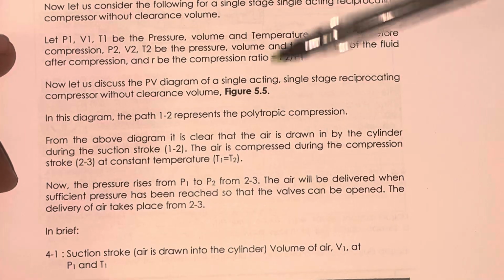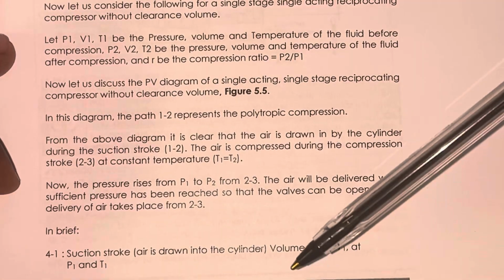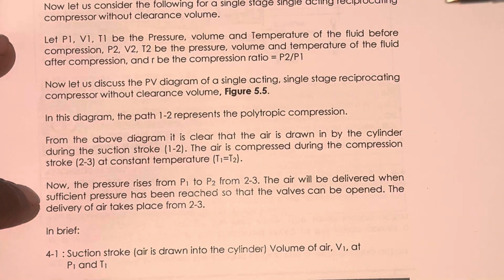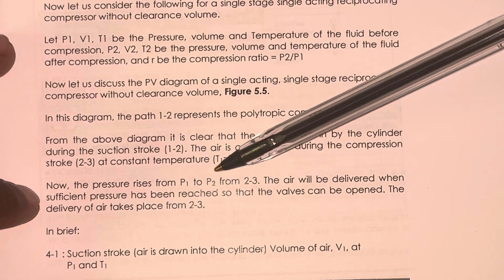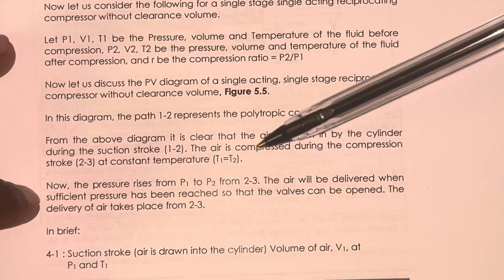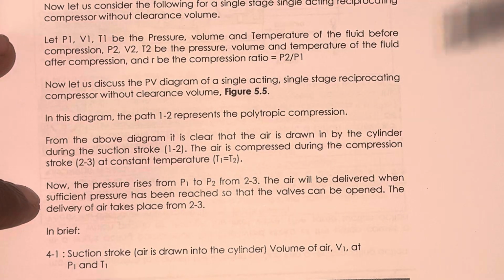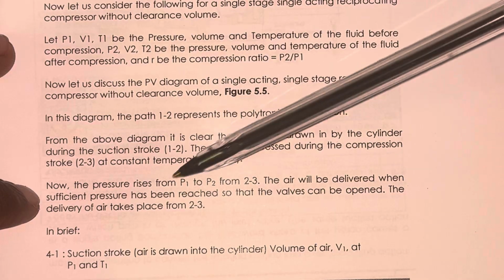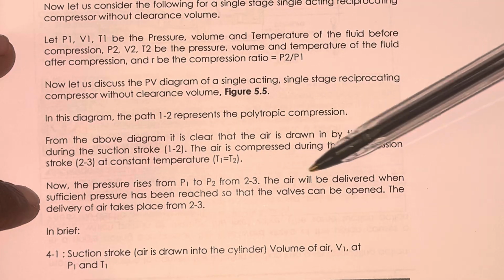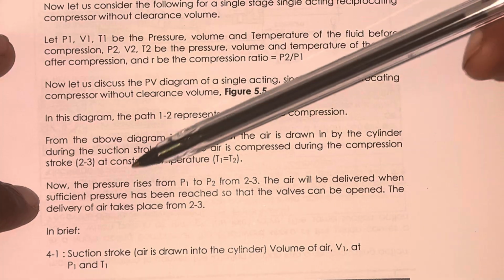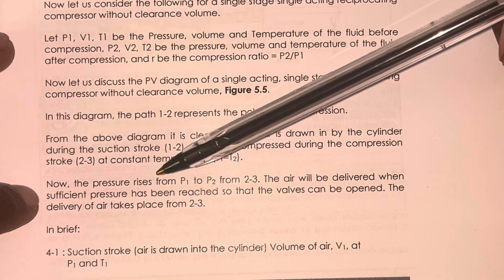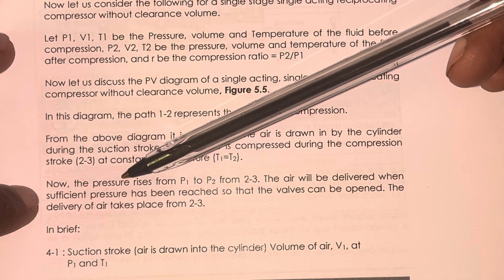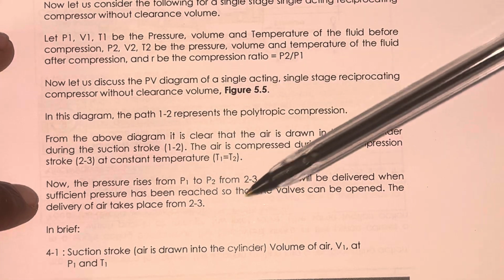constant temperature, simply meaning temperature is constant. T initial is equal to T final. Now the pressure rises from P1 to P2, from 2 to 3. The air will be delivered when sufficient pressure has been reached so that the valves can be opened. The delivery of the air takes place from 2 to 3.